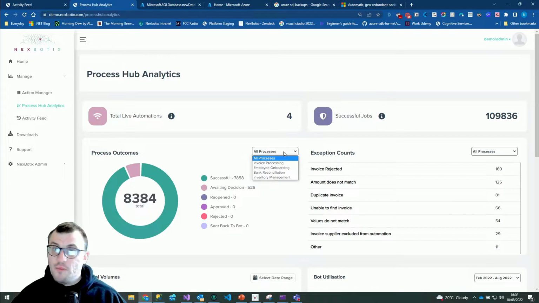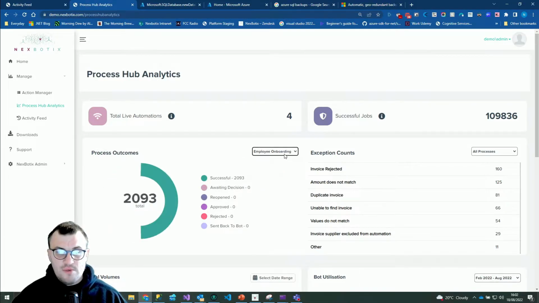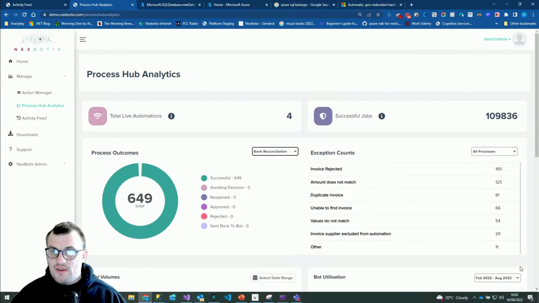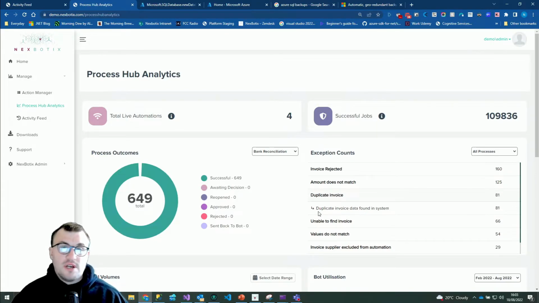Clicking the drop down here on process outcomes, for example, gives them a breakdown of the outcomes for each of their processes. We also give you a breakdown of the various exception reasons for any given document or item. This allows you to get some insight into your business processes and identify any patterns that may be happening during the automation. Here, for example, we can see that 81 of recent documents were raised as an exception because they were duplicate invoices. This may lead you to speak to your suppliers and say, we've noticed that we're getting a lot of duplicates, can you please take a look at this?